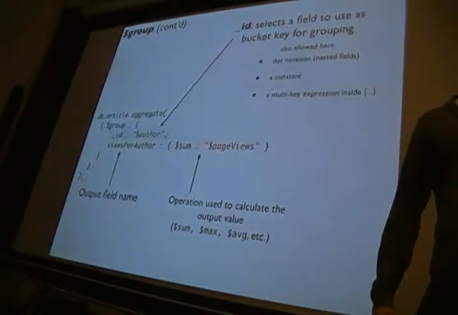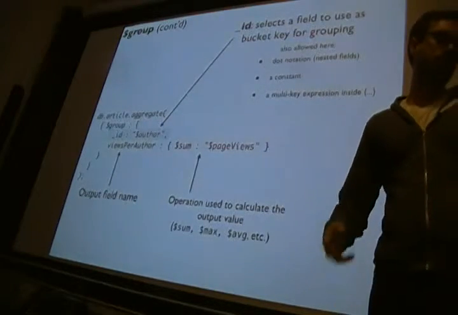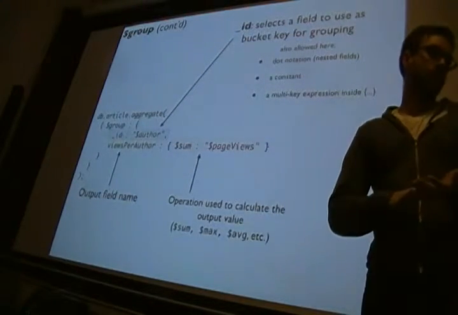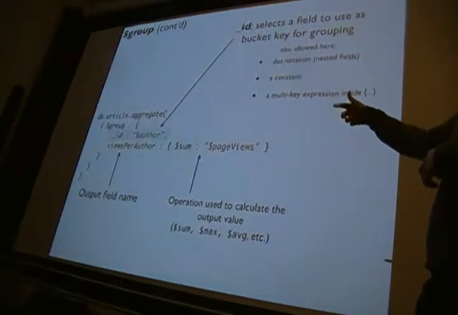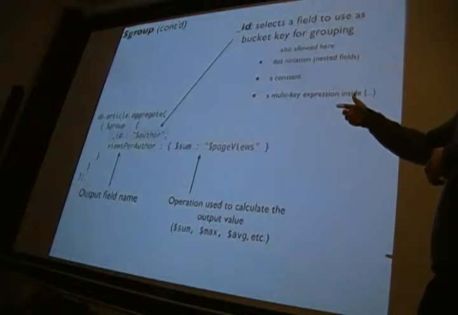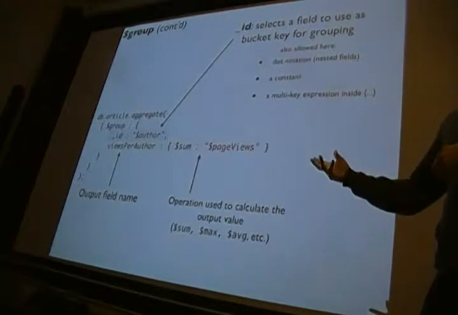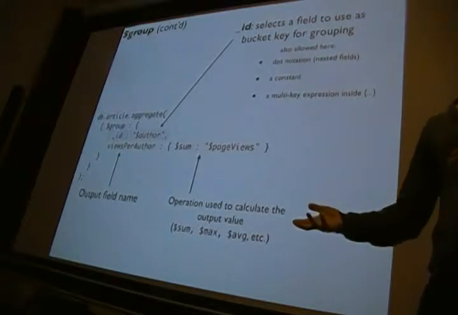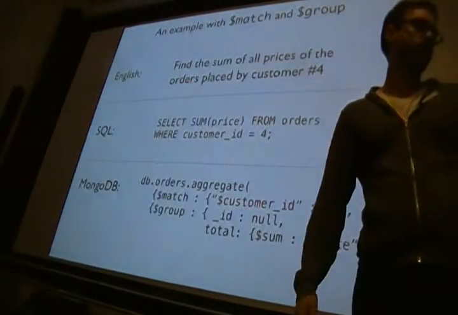Yeah, so this is basically a breakdown of what I just covered. You can create any field you want by adding it to the fields in the group object, and give it some operators that compute the output fields.